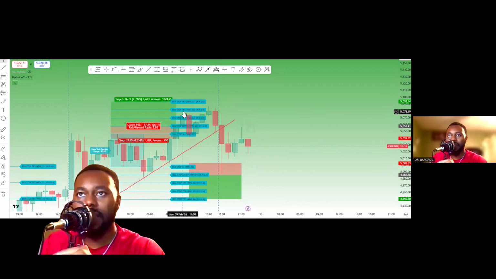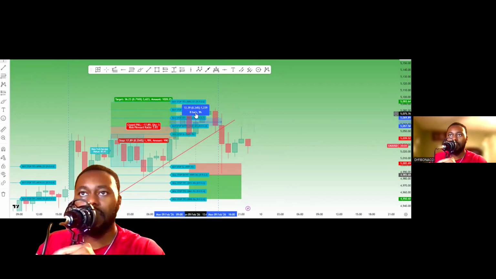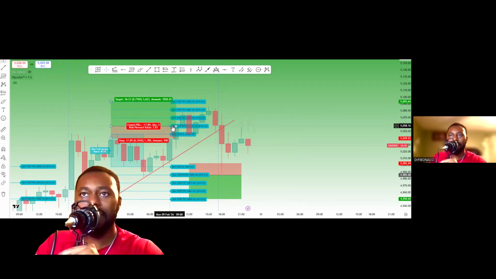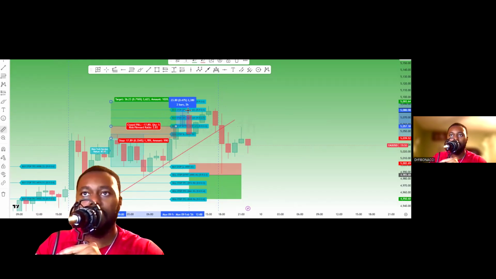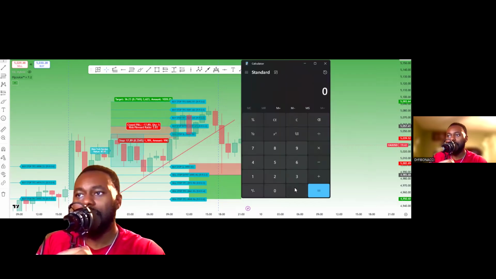We would have made 123 pips on Pip Juice. From TP1, 120, then it wicked TP2. It just wicked right under TP2. So 238 pips. What does that mean? For a lot size of 10 cents, right?